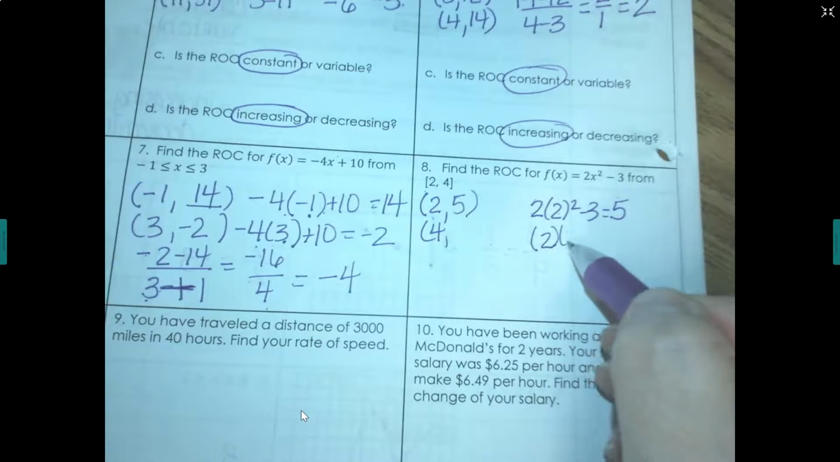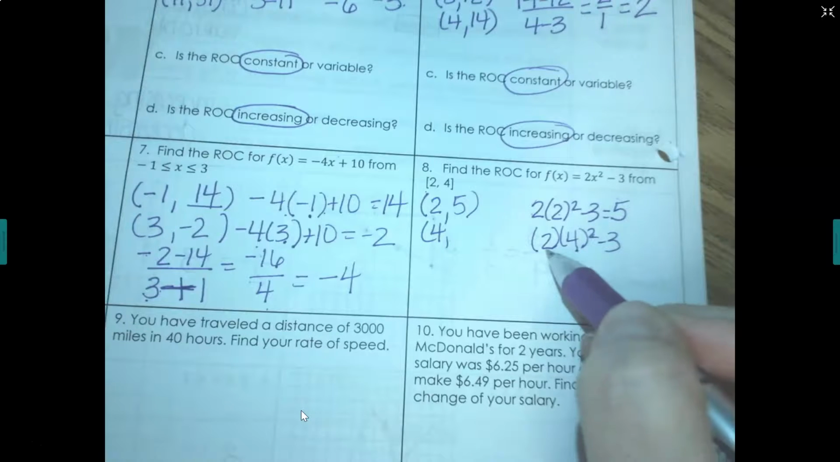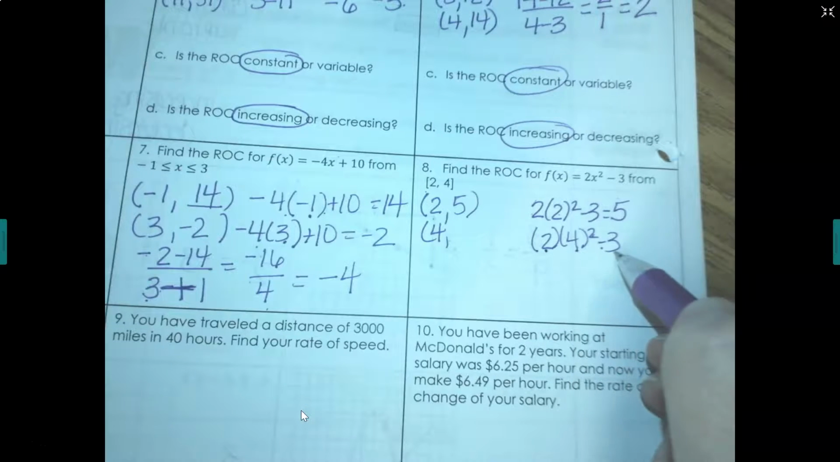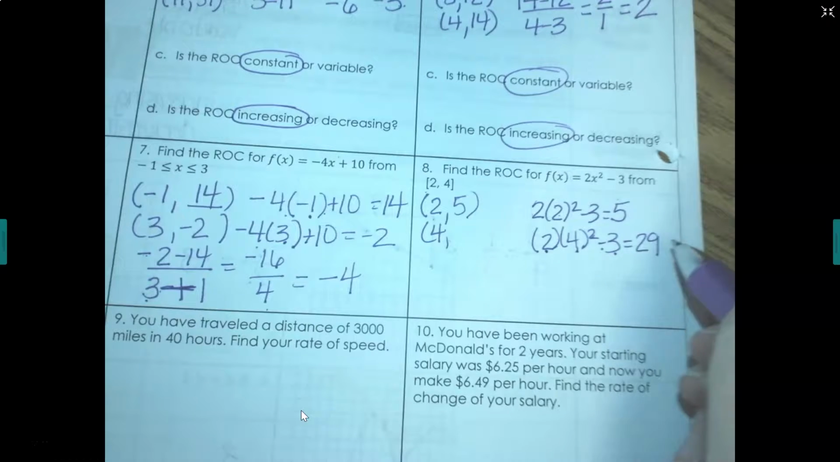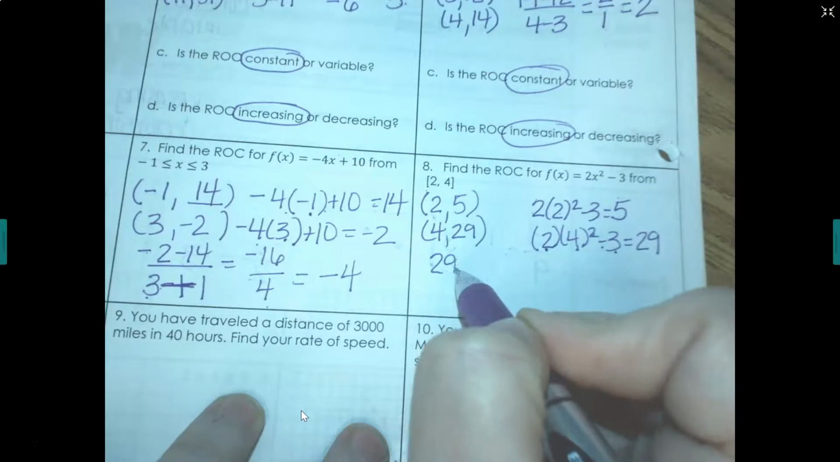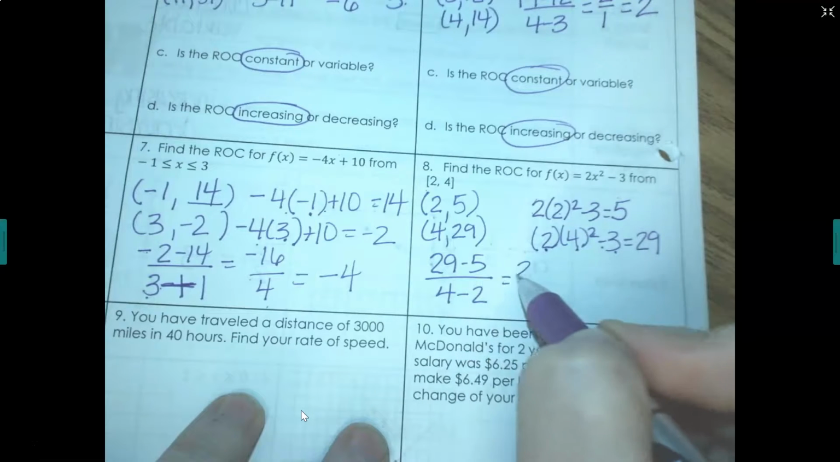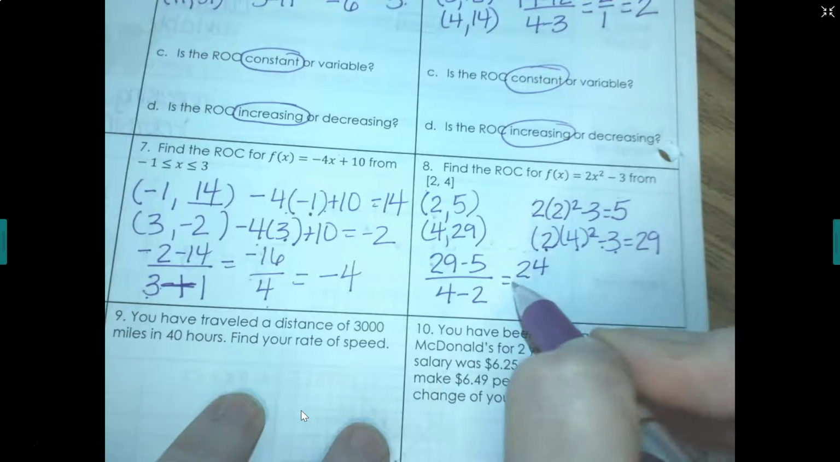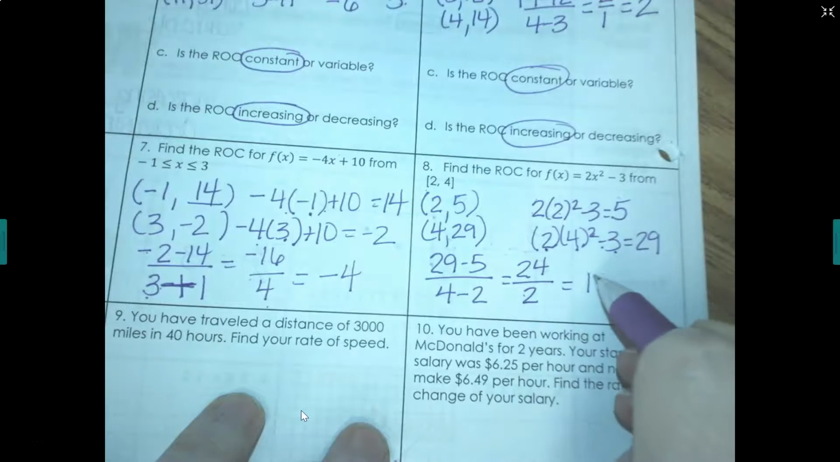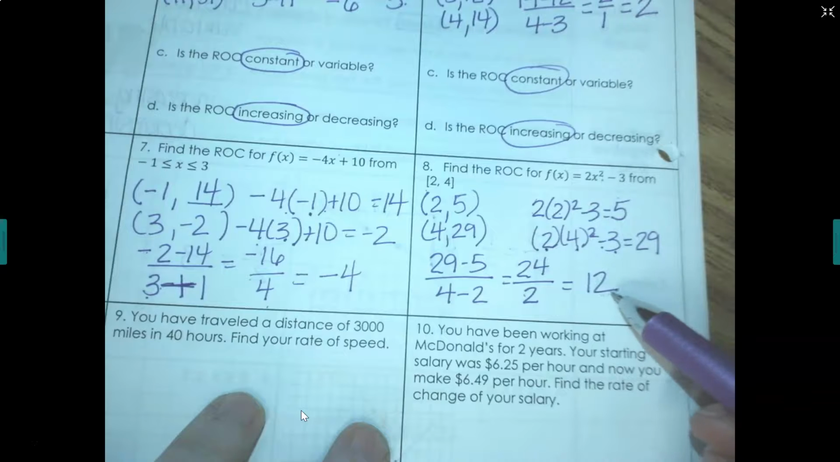If your x is 4, we're going to get 4 squared is 16, times 2 is 32, minus 3 is 29. You can use your calculator to get those points too. There are my two points, and I'm going to say y2 minus y1 divided by x2 minus x1. So I get 24 divided by 2, which gives me a rate of change of 12. We know it's not constant because this is quadratic, so it would be variable, but it is increasing between those two points because our slope there is positive.